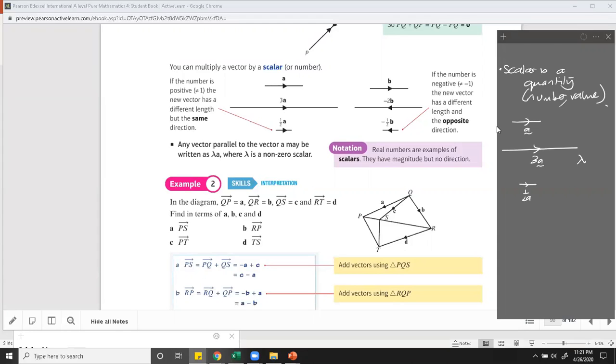Here, lambda, the scalar quantity, is 3. And here, lambda is a half. So lambda, the scalar in vectors, is usually denoted by the Greek letter lambda. So for example, if I had this one here, minus 2A, this time lambda is minus 2. And if lambda is negative, it just means that the direction has changed to the opposite direction, as it says here.